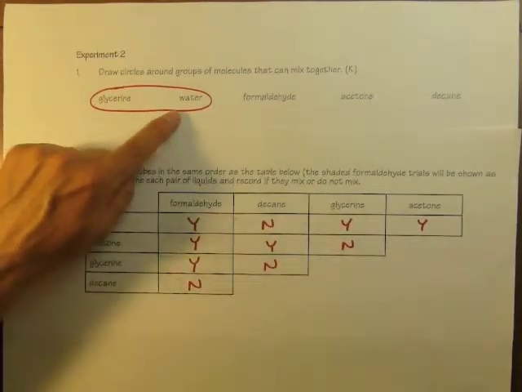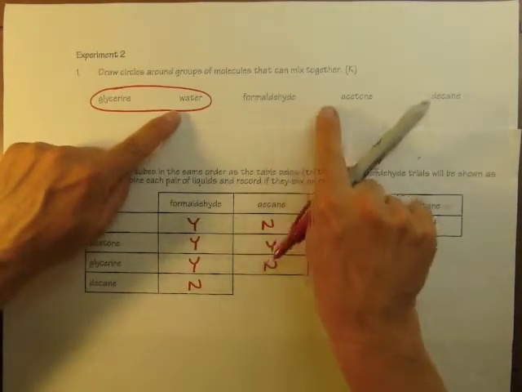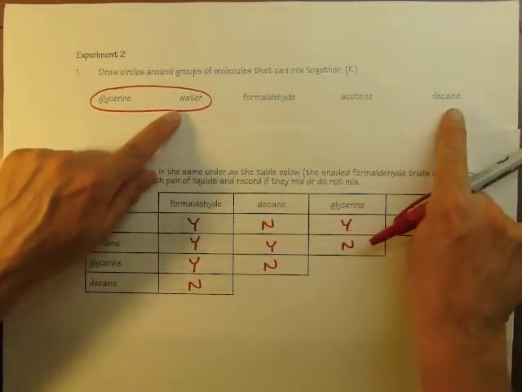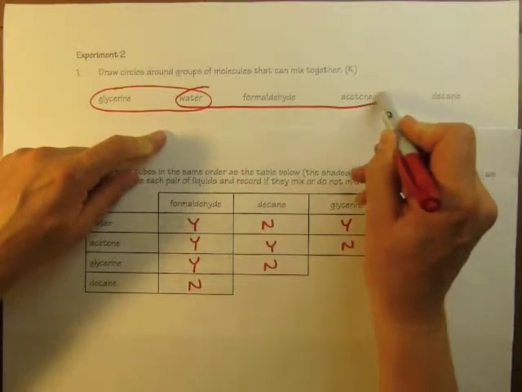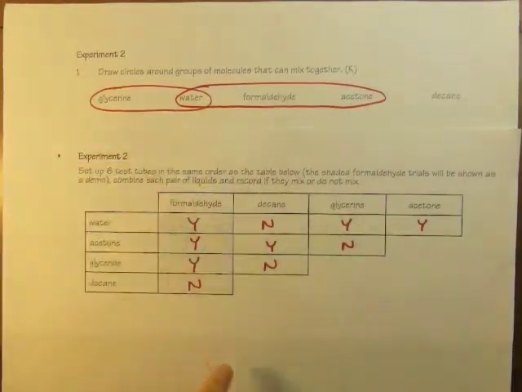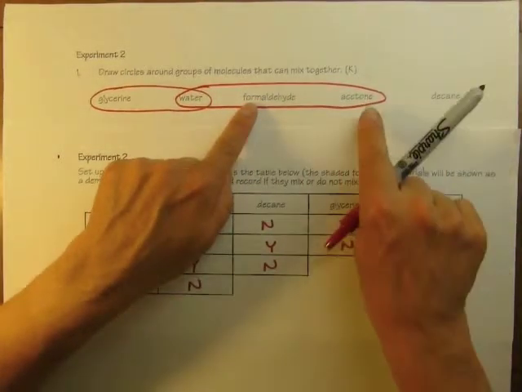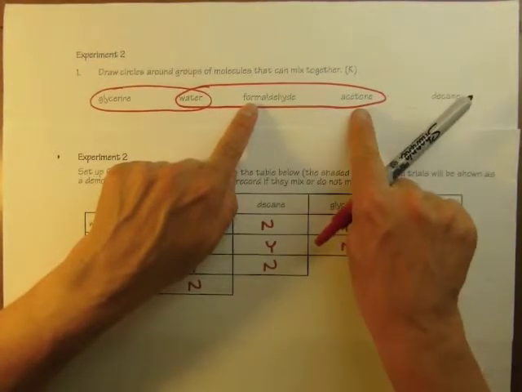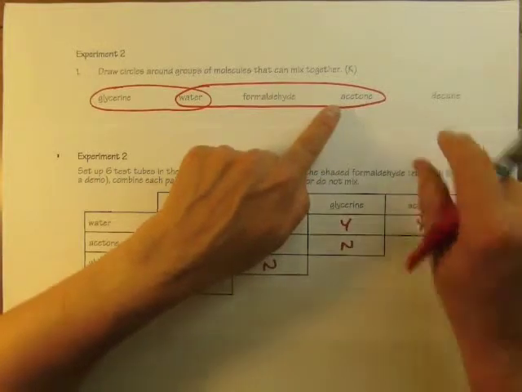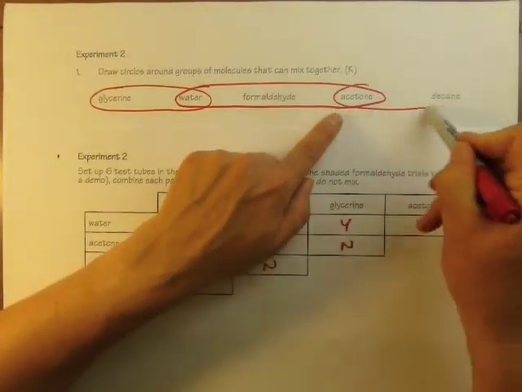How about water? Water was able to mix with formaldehyde and acetone, but not with decane. So I'll circle these: water, formaldehyde, and acetone. And let's see, formaldehyde was able to mix with acetone, but it was not able to mix with decane, so I can leave it in this group here. Acetone was able to mix with decane, so I can circle that right there.